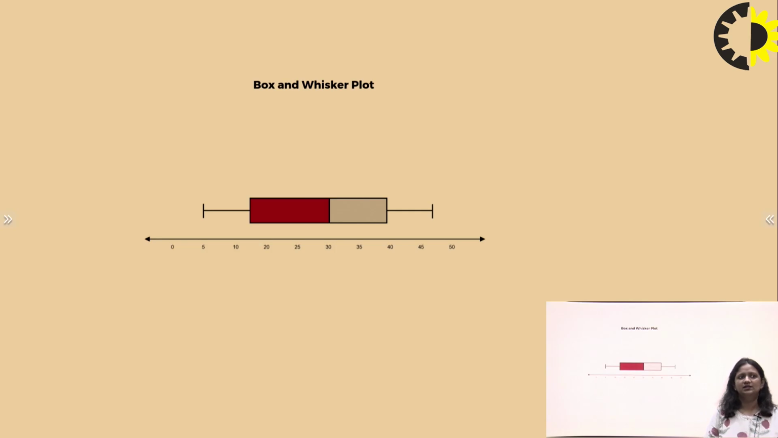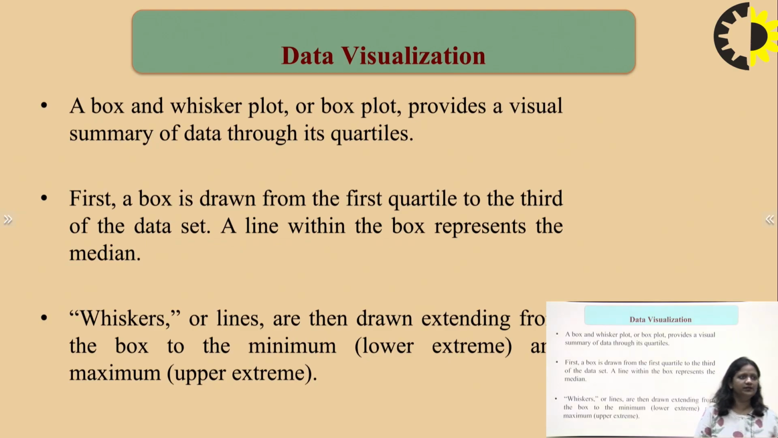Now the next one is a box and whisker plot. The representation of a box and whisker plot is like this. These are the measured values. This is a whisker plot. First, we understand the box and whisker plot, or we can say a box plot, provides a visual summary of data through its quartiles. First, a box is drawn from the first quartile to the third quartile of the data set.